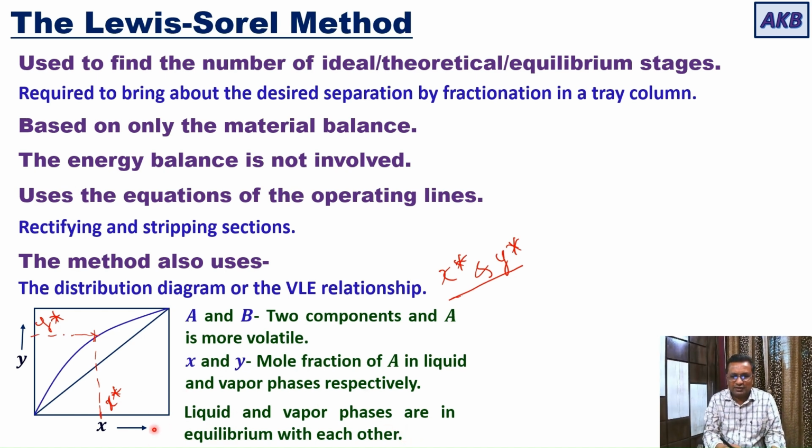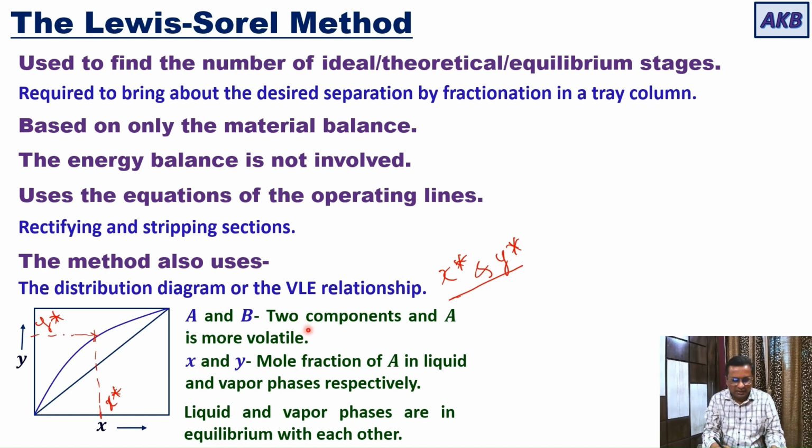So you can either use the distribution diagram. For that, you need to know the x-y data, which we call the equilibrium data, VLE data, vapor liquid equilibrium data, that is various values of x and corresponding values of y that are in equilibrium with the values of x. So you can plot that data to get this curve.